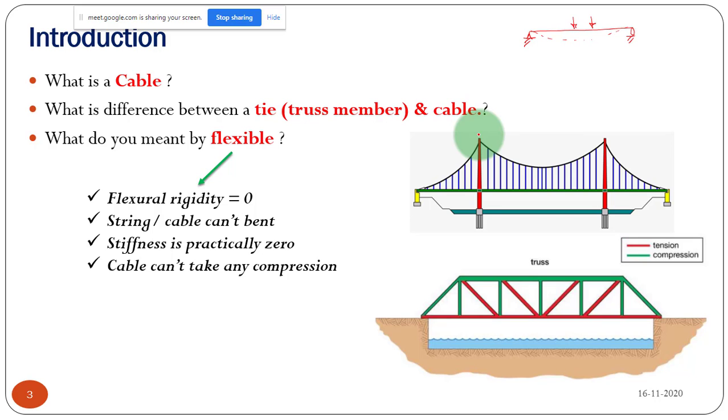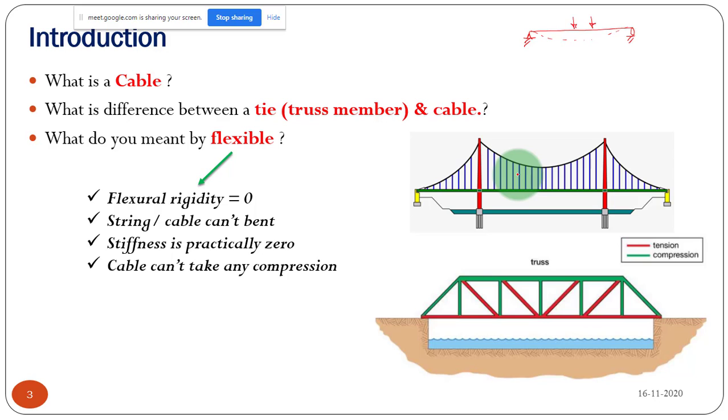Either it may be a suspension bridge or a cable-stayed bridge. Also, we are using that cable because only tensile force will be coming, so that force can be transferred very effectively. That is why you can see very large span bridges that will be mostly either suspension bridges or cable-stayed bridges, because we can go for larger spans.